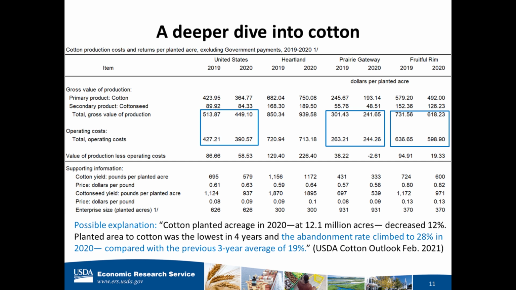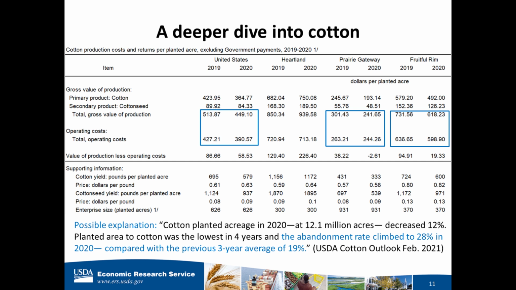So the first three rows represent the gross value of production, first for the primary product, which is cotton, and then the secondary product, which is cottonseed, and then those two are added together and it's the gross value of production.